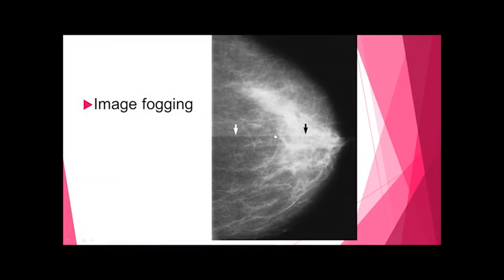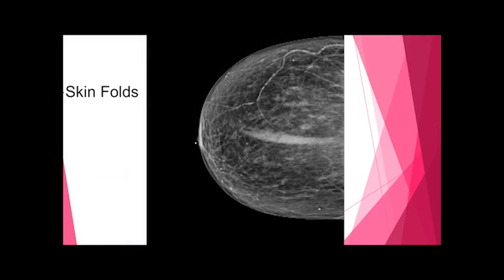Image fogging, if you have film screen systems. Skin folds, we talked about that a little bit before. This is not a large vessel. Plus you could see motion. There's not separation of these structures in the breast. This is a very, very poor image.